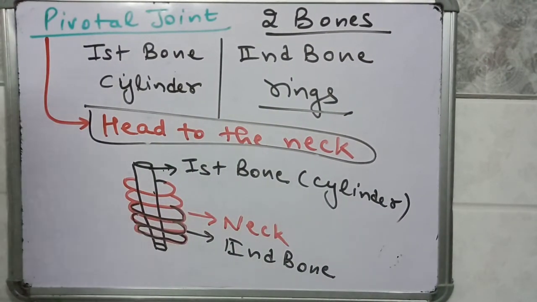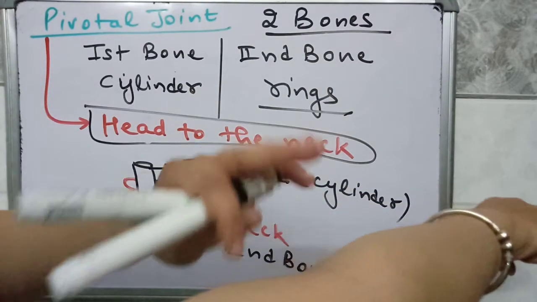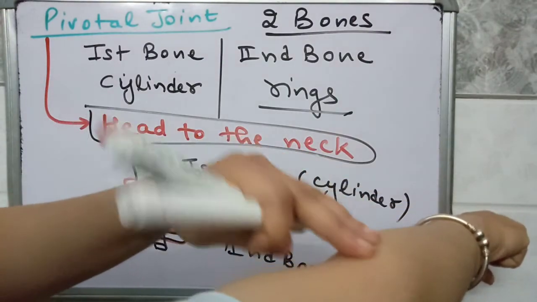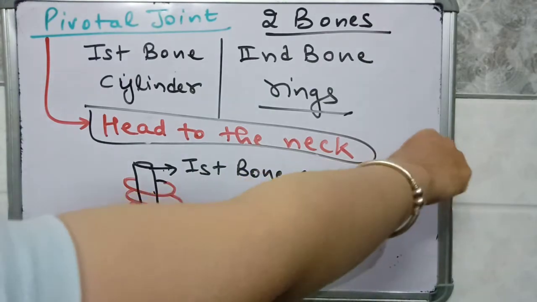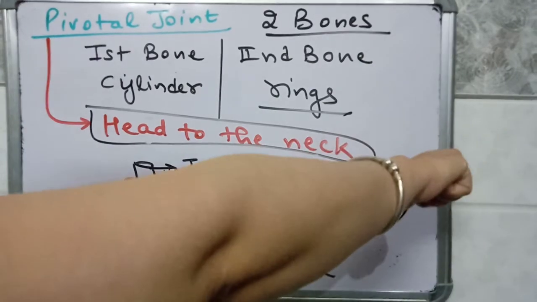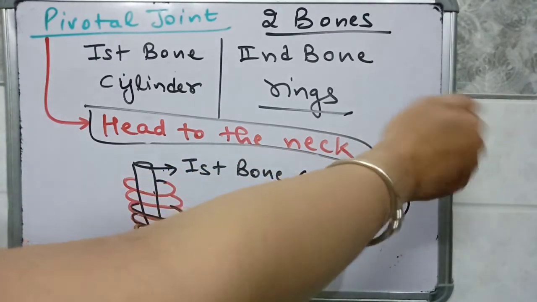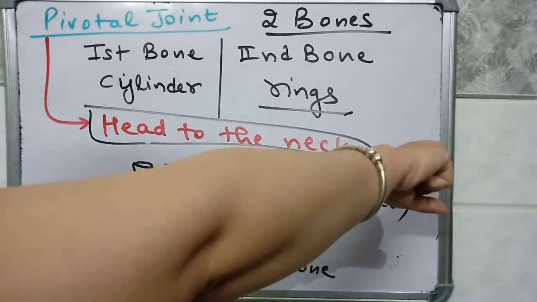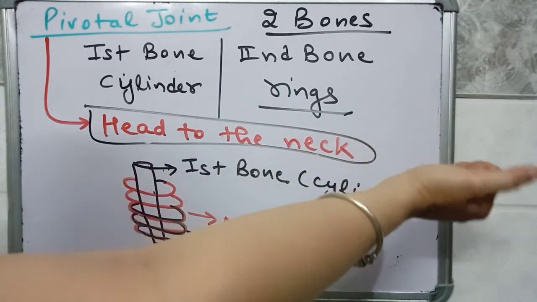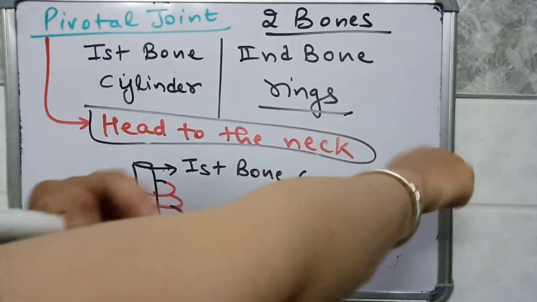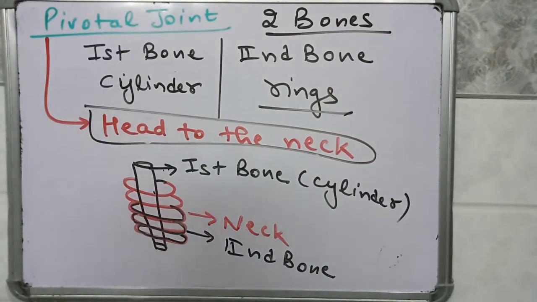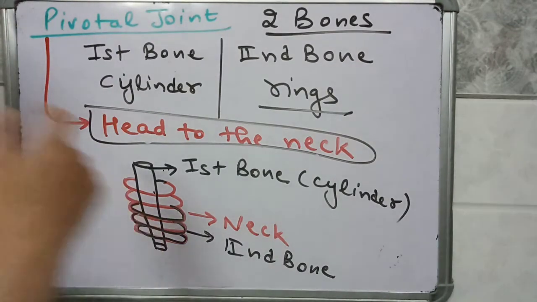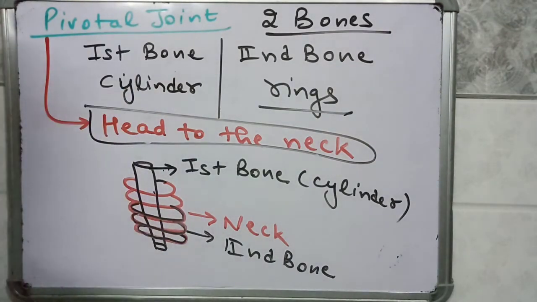Another place where the pivotal joint is present is near the elbow. Students, see that I am moving my palm like this, in upward and downward direction. This rotation of the palm is possible with the help of the pivotal joint.